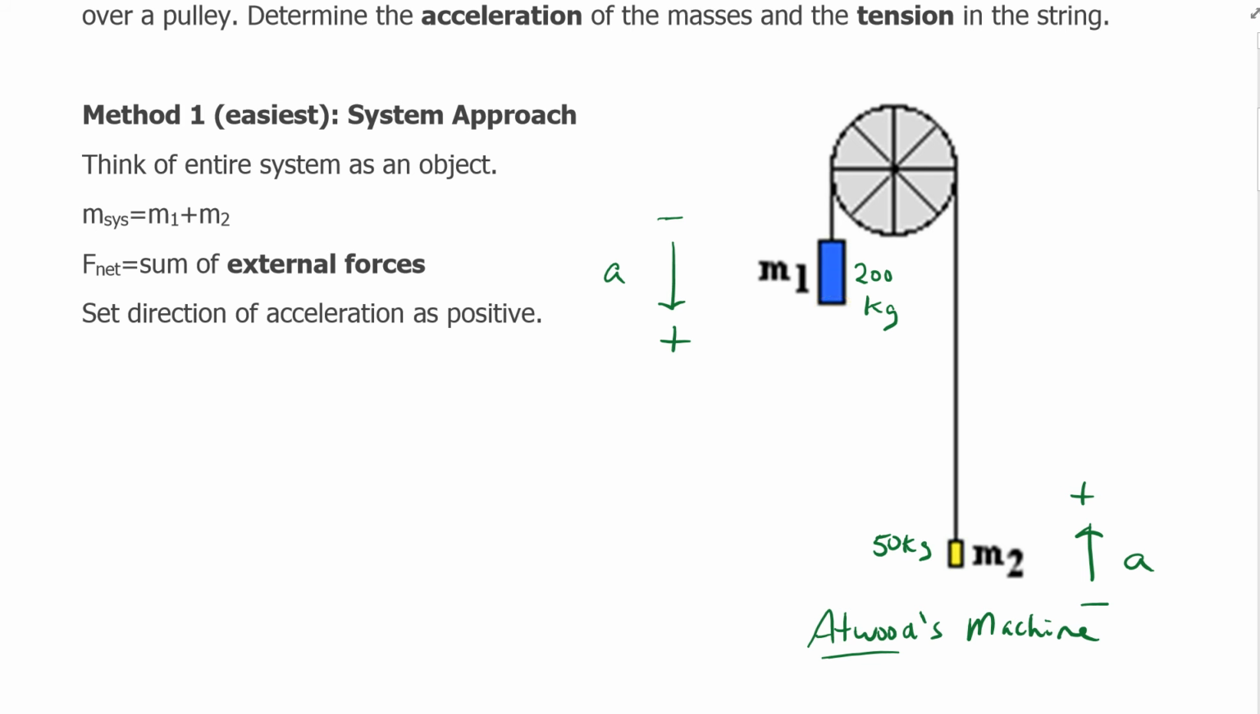Okay, with that being said, let's take a look at our first method here, and this is the easiest method. I call this the system approach, because we're going to think of this as one system. Even though there are two different masses here, we're going to think of it as kind of like one object. So what happens when we think of it as one object? Well, first of all, the mass of the system is going to be equal to simply m1 plus m2. So in this case, the mass of our system is going to be equal to 200 plus 50, right?